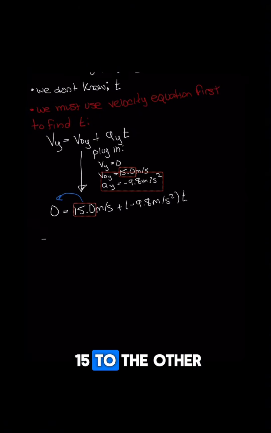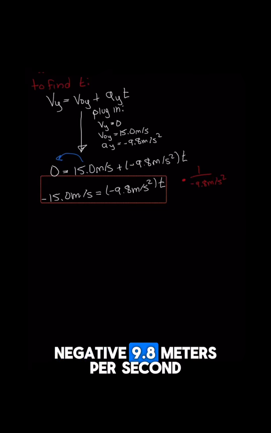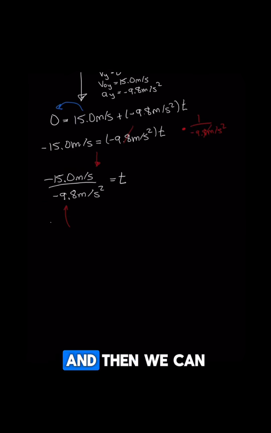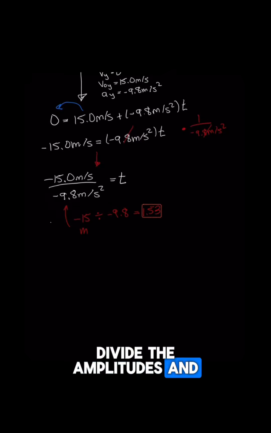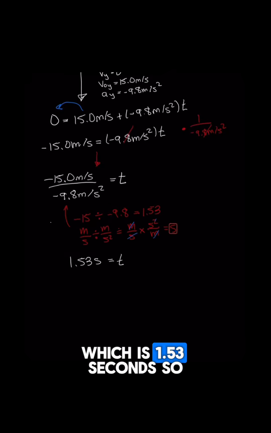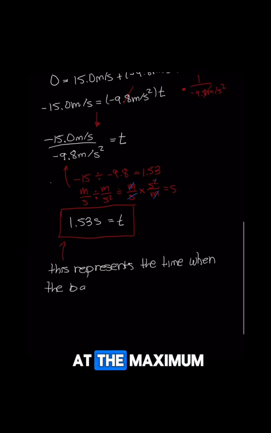Then we can bring 15 to the other side to isolate for t, and then we can multiply both sides by negative 9.8 meters per second squared. And so we isolate for t and get this expression here. And then we can divide the amplitudes and divide the units, and we get the final answer here, which is 1.53 seconds. So I just want to note this is going to be the time that the ball is at the maximum height.